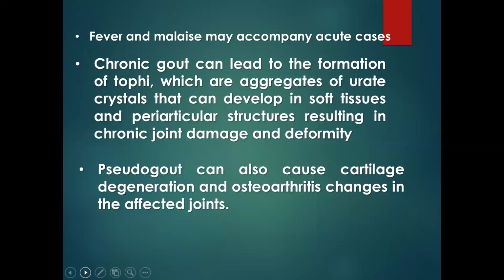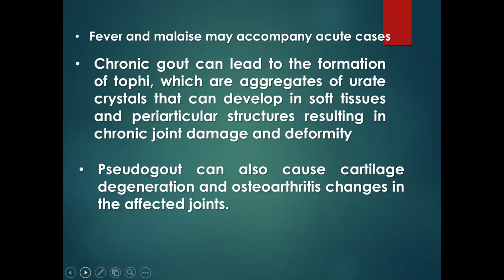Then the patient may present with fever and malaise in acute cases due to the inflammation. Chronic gout can lead to the formation of tophi, like we said, which are aggregates of uric acid crystals that can develop in soft tissues, like the soft tissues of the ear, on the elbow, on the skin too, and could lead to chronic joint deformity and damage. Chronic gout can also cause cartilage degeneration and osteoarthritis changes in the affected joint.